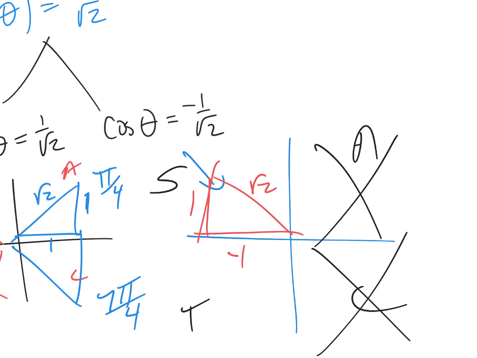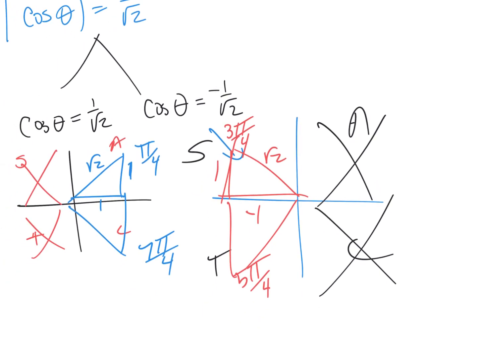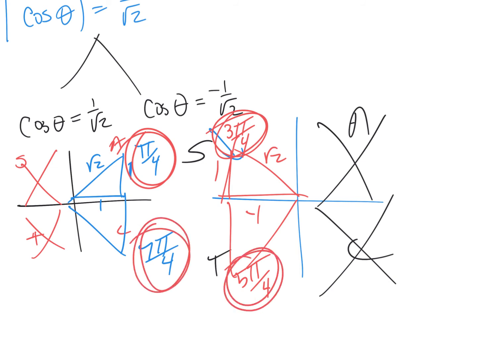So what do you think those 2 answers are? I got 3 pi over 4 and 5 pi over 4. 3 pi over 4 and 5 pi over 4. Pi over 4, 3 pi over 4, 5 pi over 4, and 7 pi over 4.